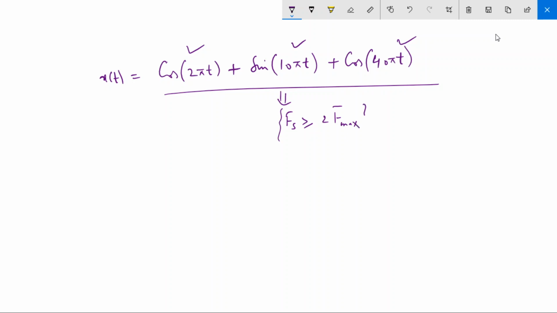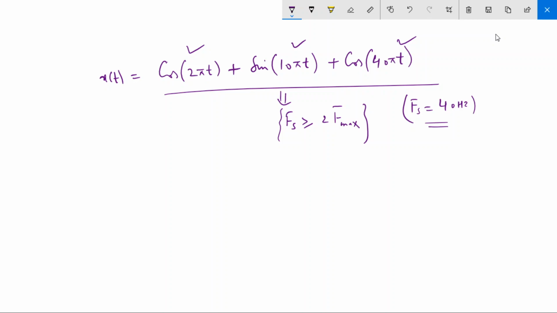When the signal itself is a linear combination of different frequencies, you have to see what the maximum frequency in it is. So here the frequencies are 1 hertz, 5 hertz, and 20 hertz. It means the sampling frequency for this should be 40 hertz. The maximum frequency is 20 hertz, so twice that is 40 hertz.